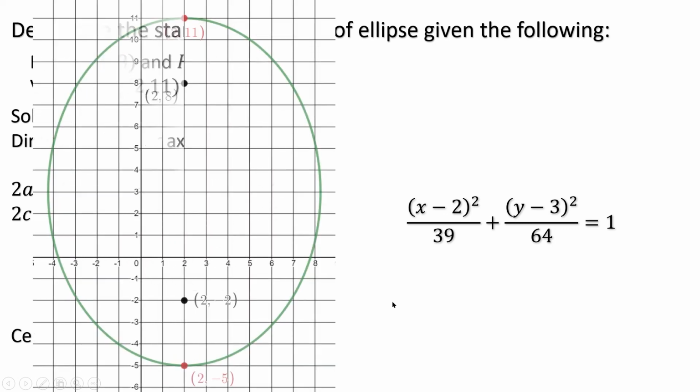So let's have a graph. Okay, so we have 2, 11 and 2, 8. We have 2, negative 2 and 2, 5.